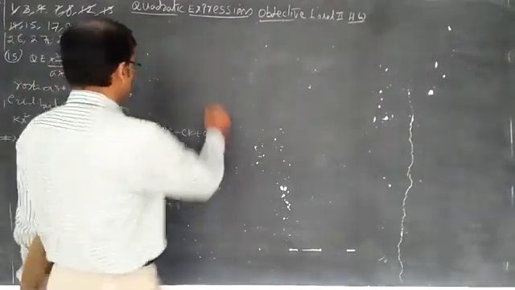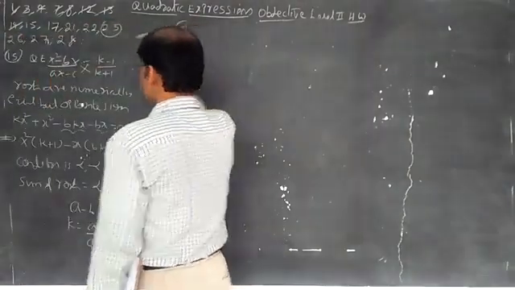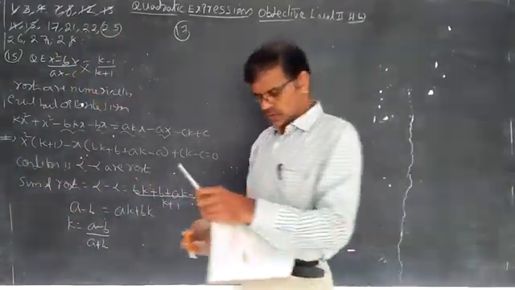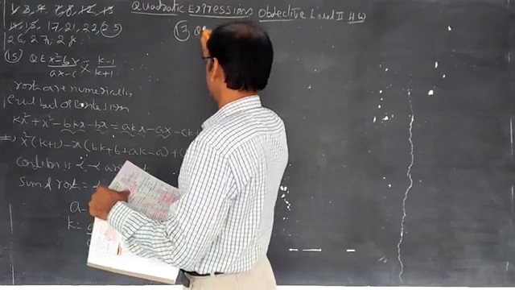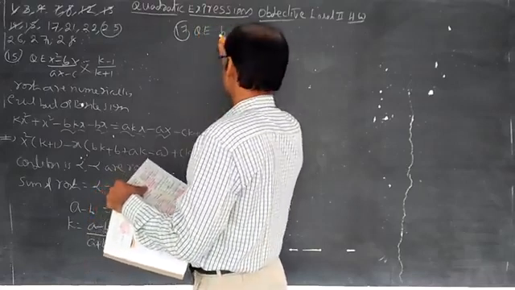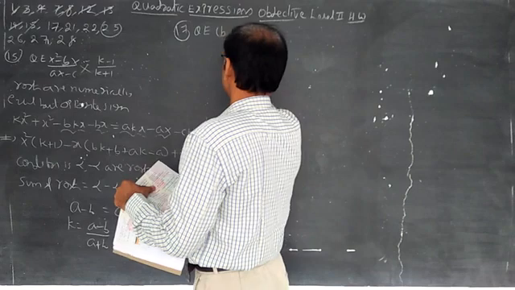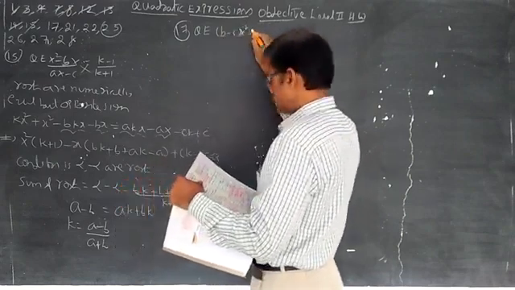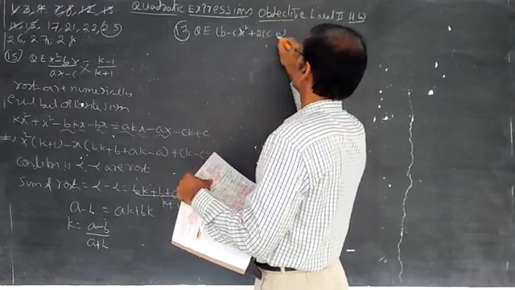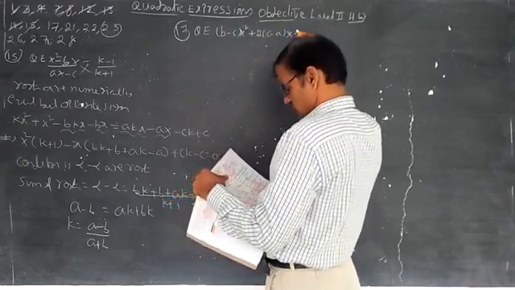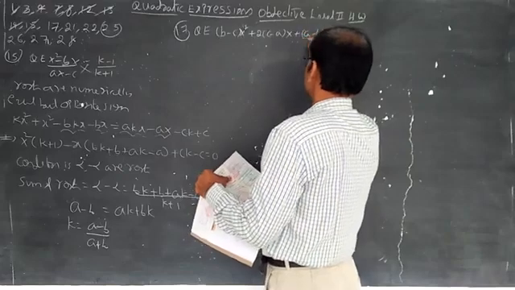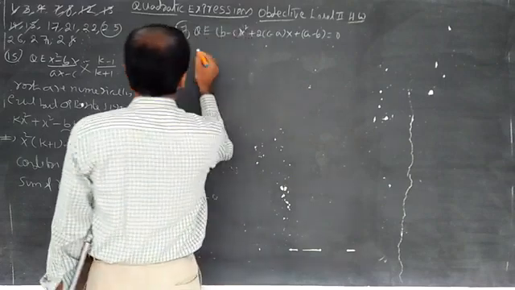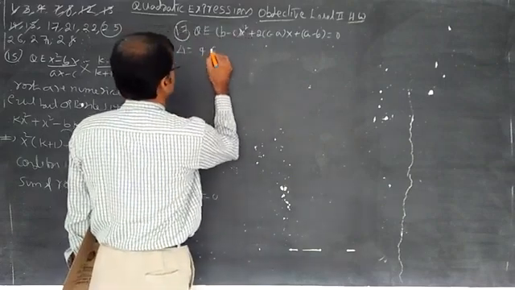Fourth option. Now let us write the 17th question. The roots of the quadratic equation (b − c)x² + 2(c − a)x + (a − b) = 0 are always real. So we can discuss using the discriminant.